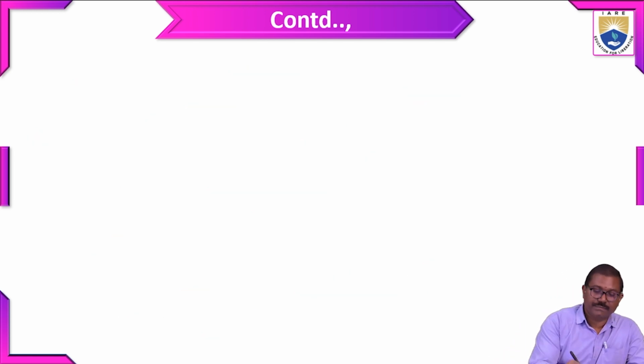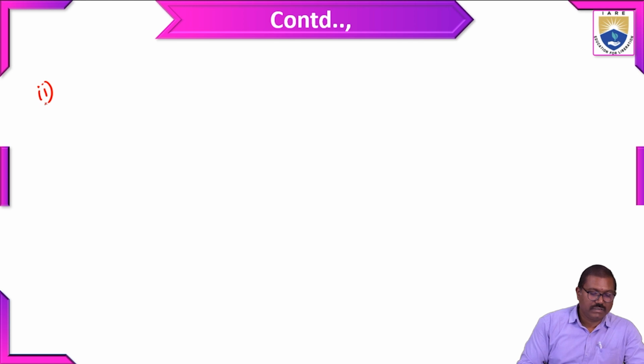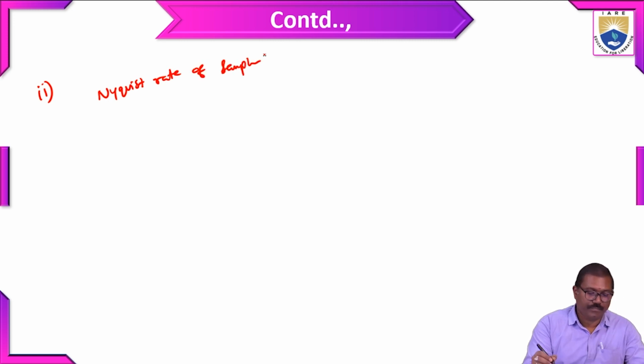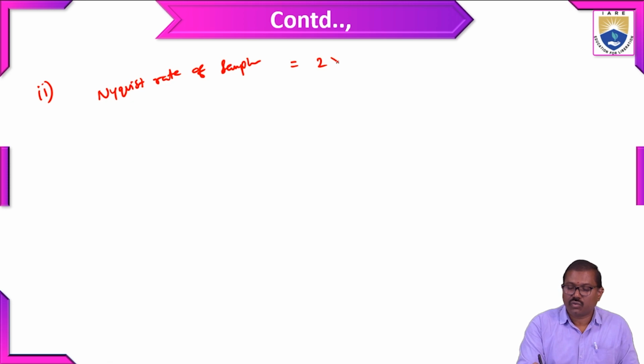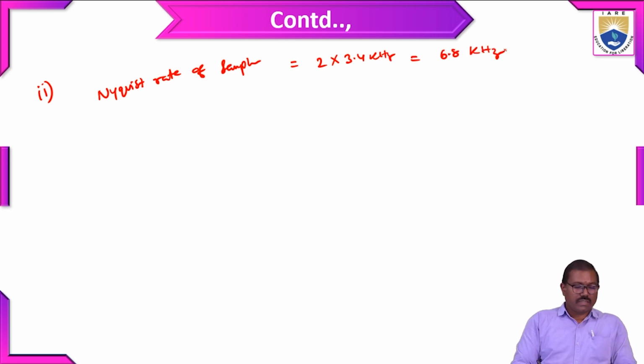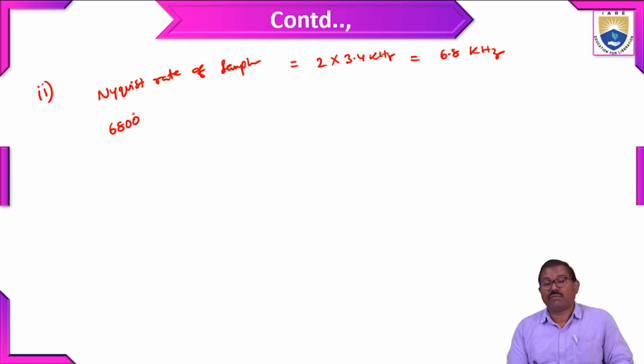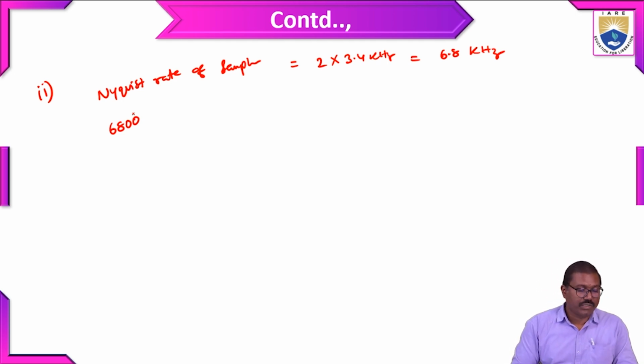Coming to the second one. Here the Nyquist rate of sampling gives 2 into 3.4 kilohertz, which gives 6.8 kilohertz. So that means how many samples? 6,800 samples are produced per second.